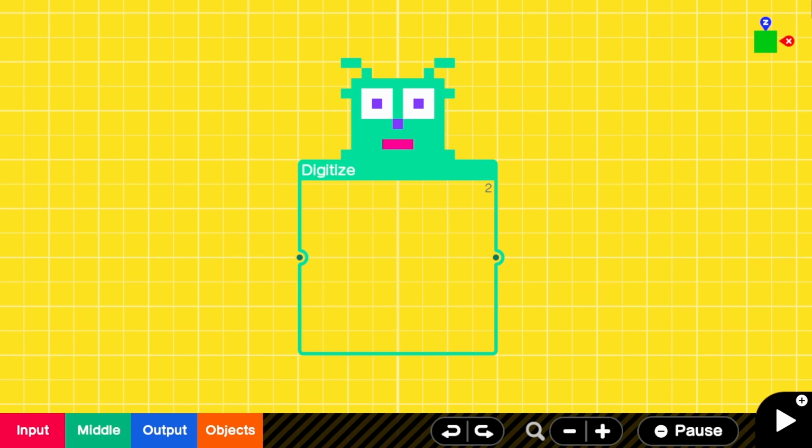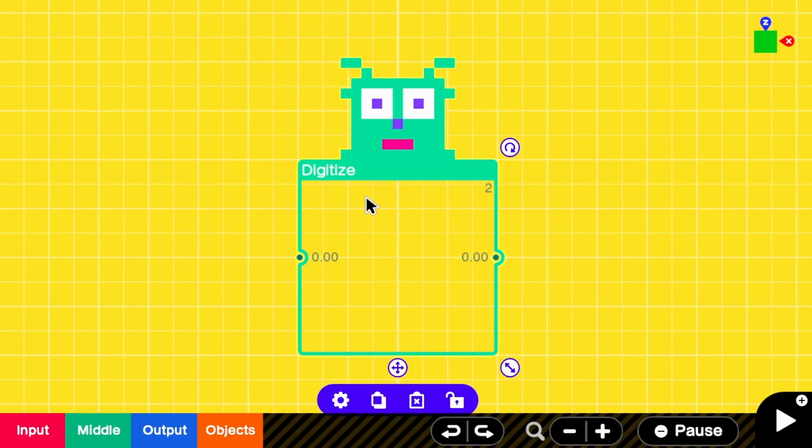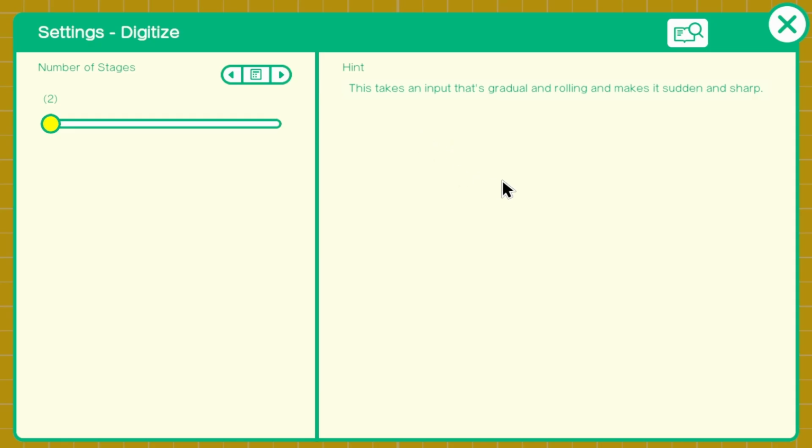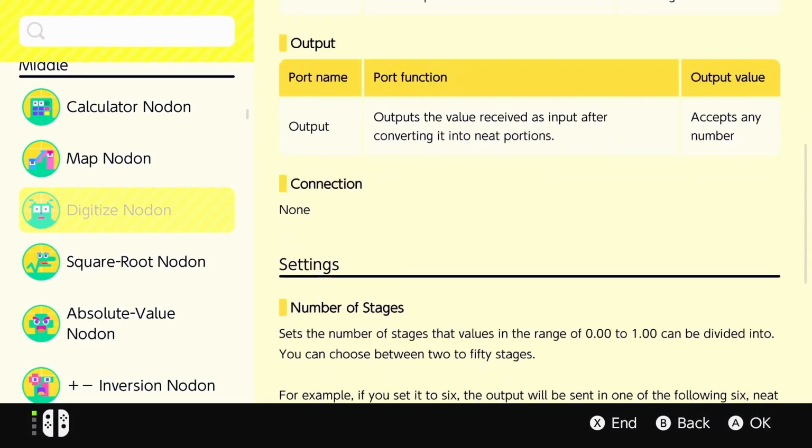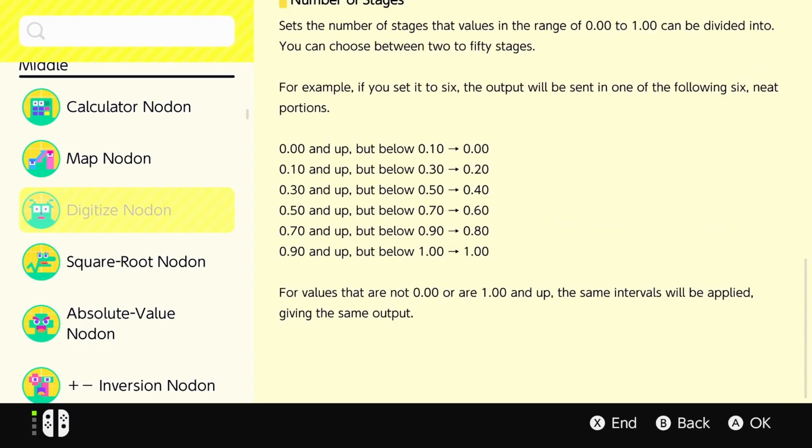In this video, I'll be talking all about how the Digitize Nodon works and all the useful things that you can do with it. The Digitize Nodon is one of the more obscure nodons available, since it literally doesn't show up in any in-game tutorial or checkpoint. Its settings are almost completely empty, and while it does have a node.pj page that explains what it does, it's probably still a bit too confusing for some people.